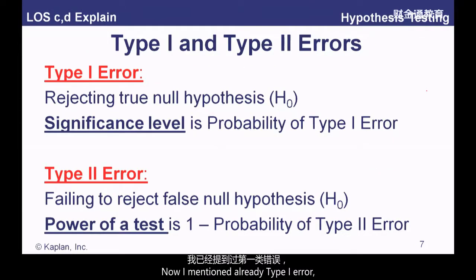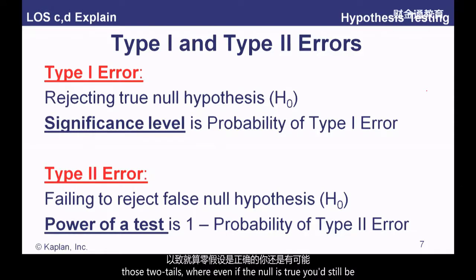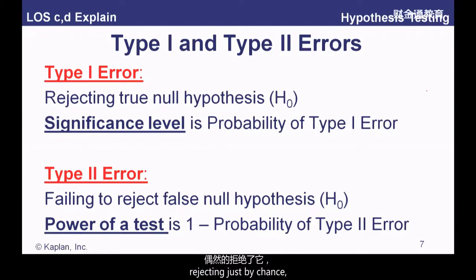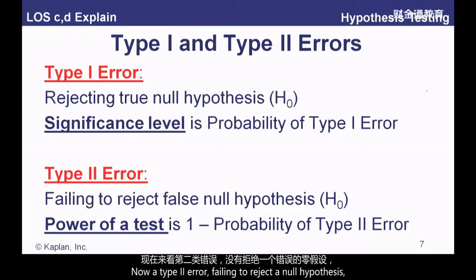Now, I mentioned already type 1 error. It's the probability of rejecting the null hypothesis when it's actually true, and that was our significance level. How much room did you leave in that one tail or those 2 tails where even if the null is true, you'd still be rejecting just by chance because you got a high or low value that's out in one of these tails. Now, a type 2 error, failing to reject a null hypothesis.